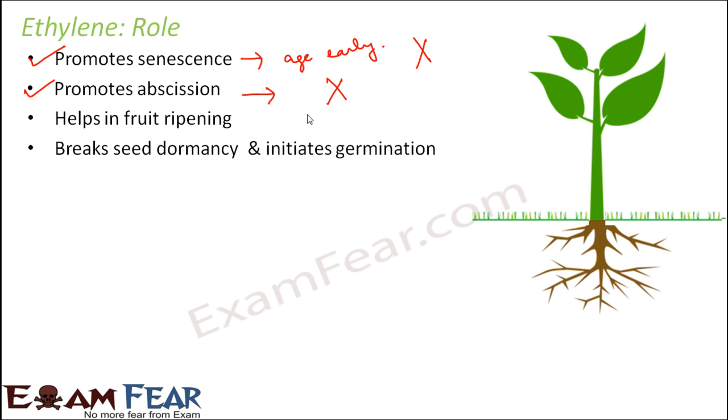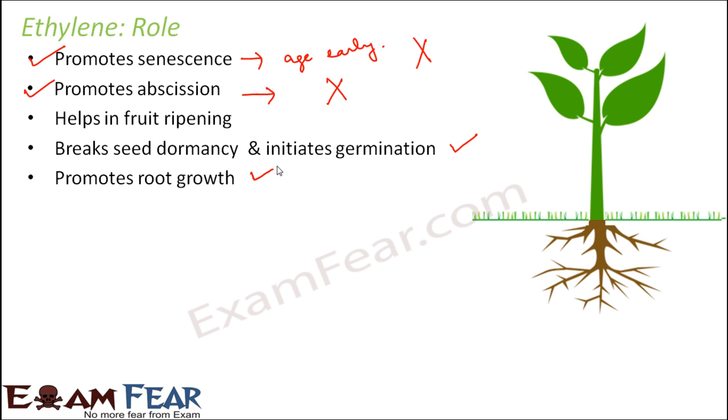It also breaks seed dormancy and initiates germination. This is again something which promotes growth because it stops the dormancy. And what causes the seed to become dormant? Abscisic acid. But ethylene overcomes dormancy and starts the germination of seeds and helps them grow into plants. So that means it supports growth.